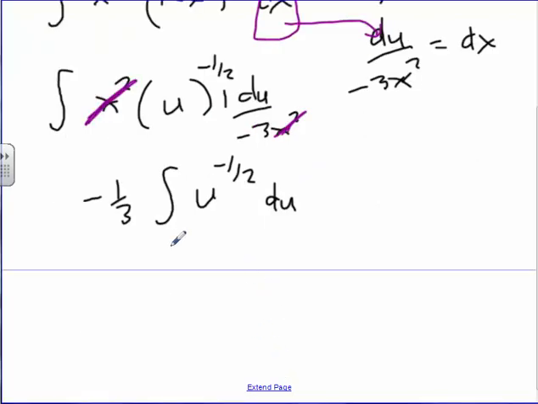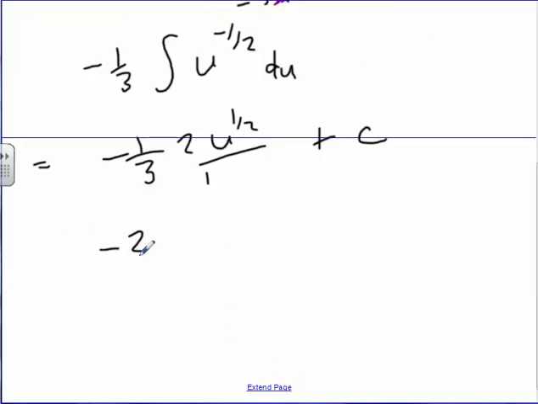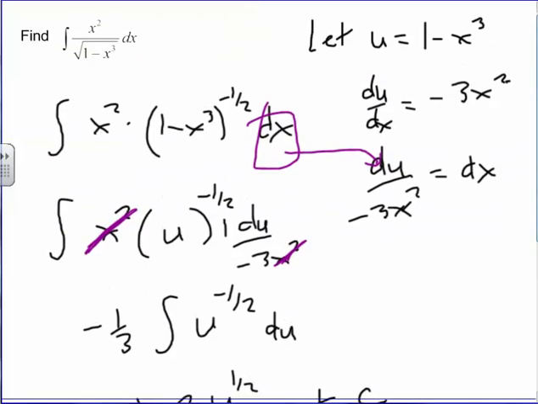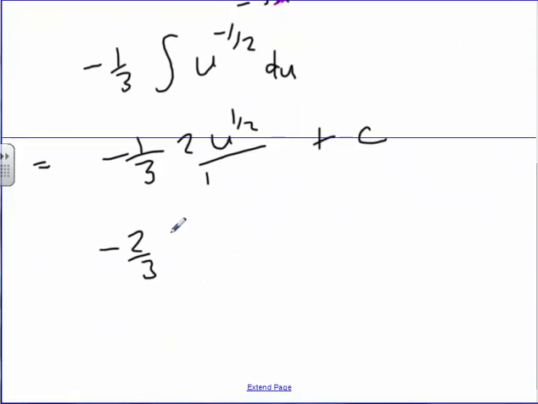Well, now this is back to regular polynomials. So this gives you u to the 1/2, divided by 1/2, which is really 2 over 1, add c, and there's my antiderivative. So for my final answer, it's negative 2/3. Then what was u again? 1 minus x to the 3.